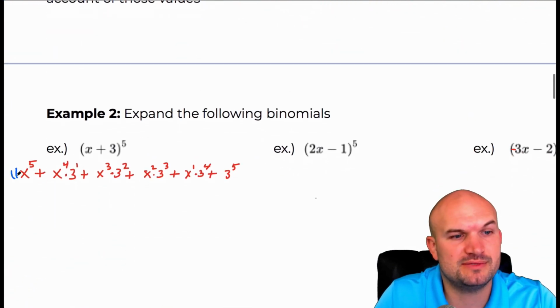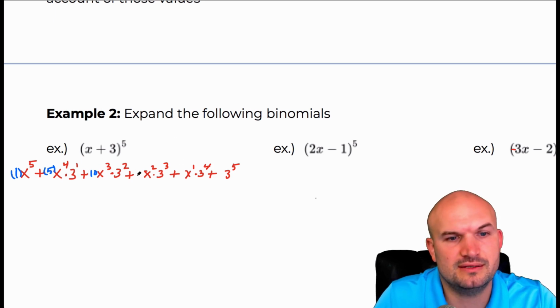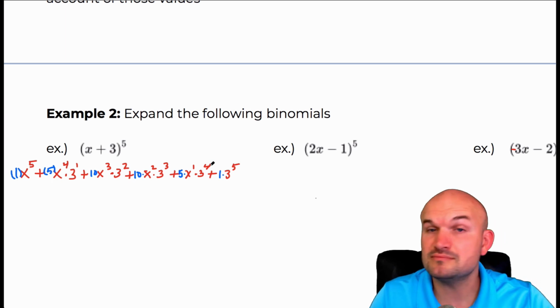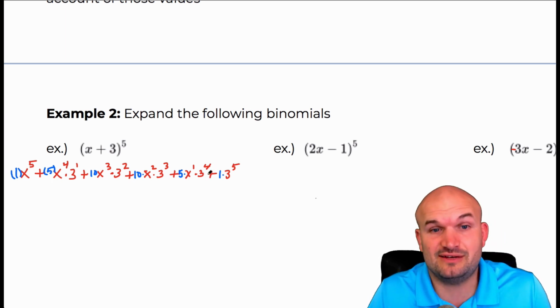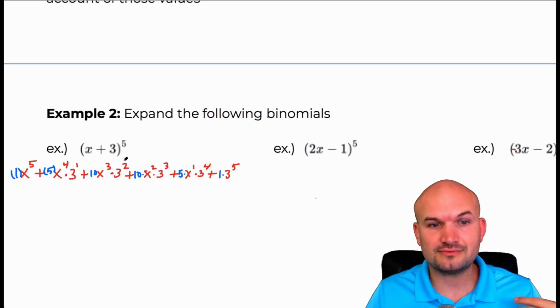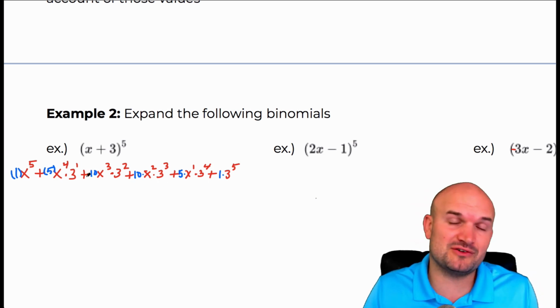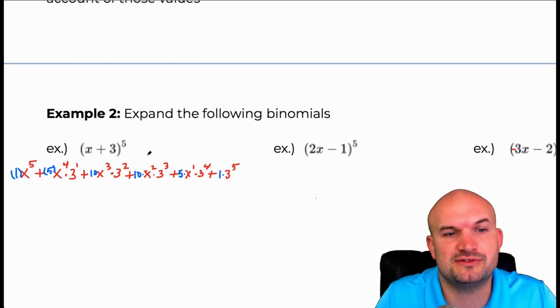So we're going to multiply this by 1, 5, 10, 10, 5, and then 1, right? Good. Looks like we have enough terms and everything else. Now we just need to figure out what 3 raised to all these powers is, because x raised to the powers is going to be rather simple.